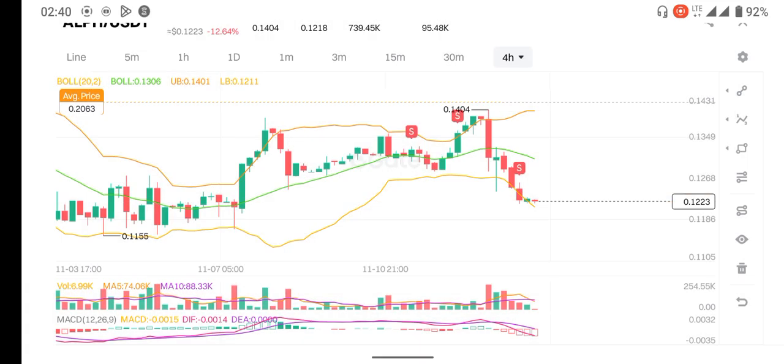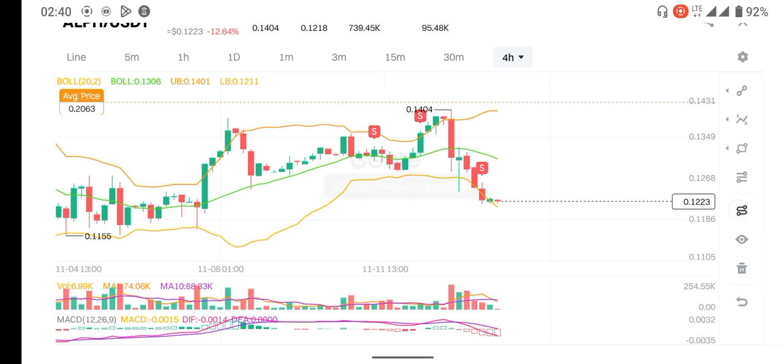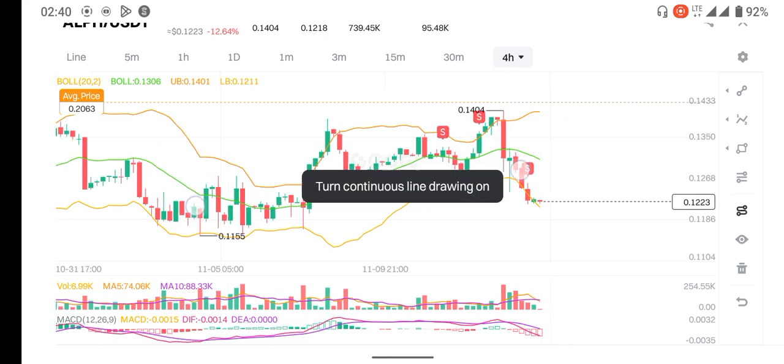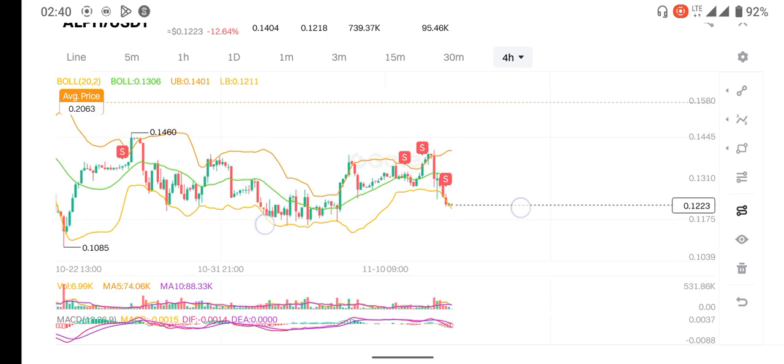If we carry out our Fibonacci retracement at this particular point, let's try to get a higher point. We can just work with this. We carry out our Fibonacci retracement.